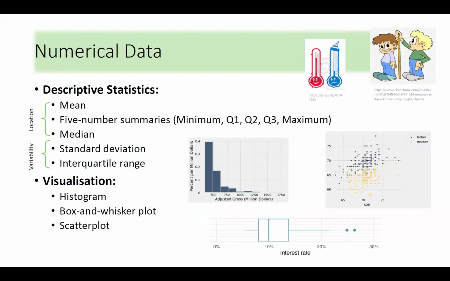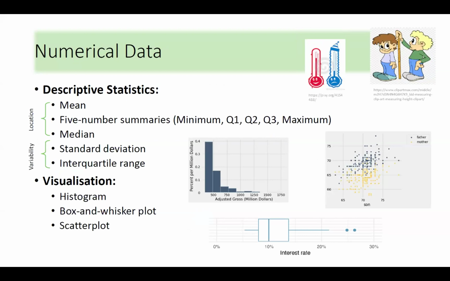Then in numerical data, remember that is anything that we present in numbers. So height, weight, temperature, etc. So here the statistics that we can do, we group that into two groups. The first, we want to know where on the number line is my data. Those we call measures of location. That is like the mean, the median.